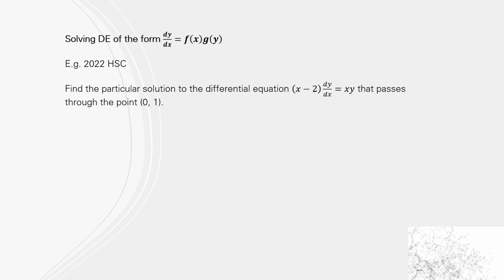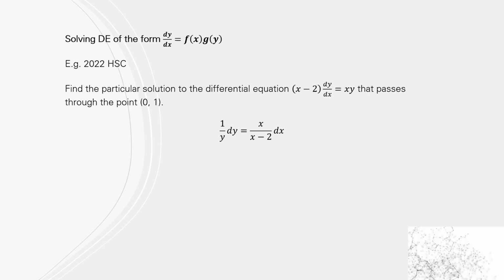Here's one where we're going to find the particular solution, because we've got to pass it through a point. The last two were general solutions. This is the particular solution that passes through the point (0, 1). Same thing, get the dependent variables on one side and the independent variables on the other. So you get 1 over y dy.